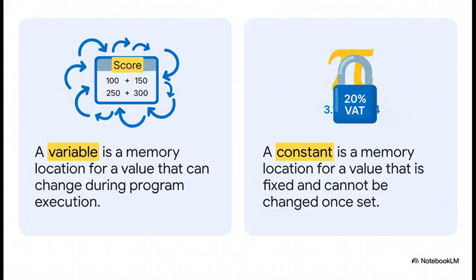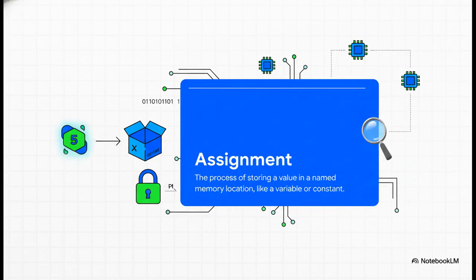Think of a variable like a labeled box you can store data in. The key thing is you can change what's inside that box whenever you need to, like a player's score that's constantly changing. A constant, on the other hand, is like a sealed, clear box. You put something in it once, at the very beginning, and that's it. It is fixed forever. You can look at what's inside, but you can never, ever change it. Think of something like the value of pi or the rate of VAT. They don't change.